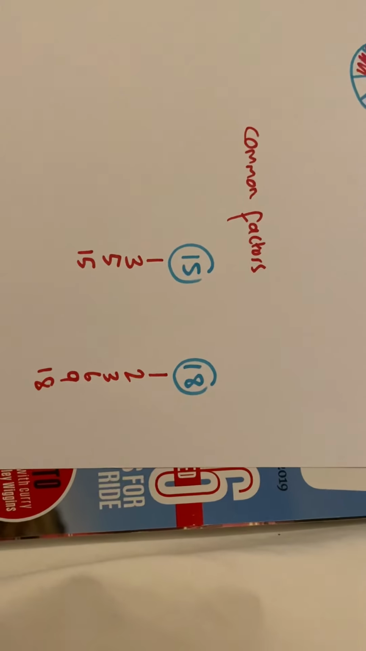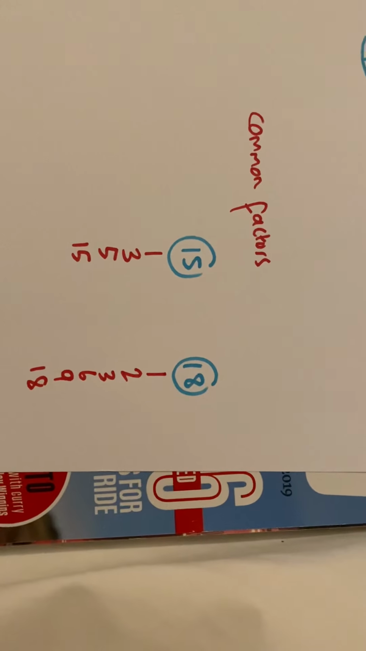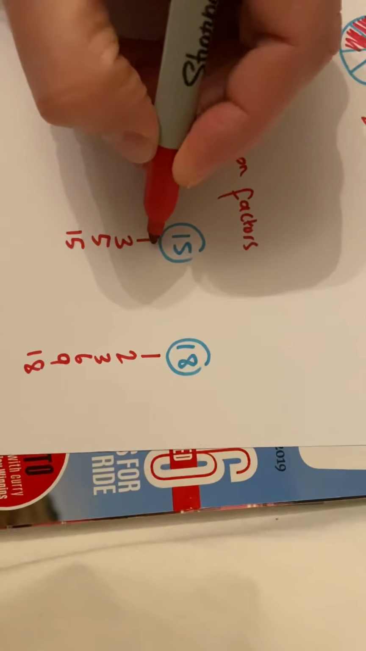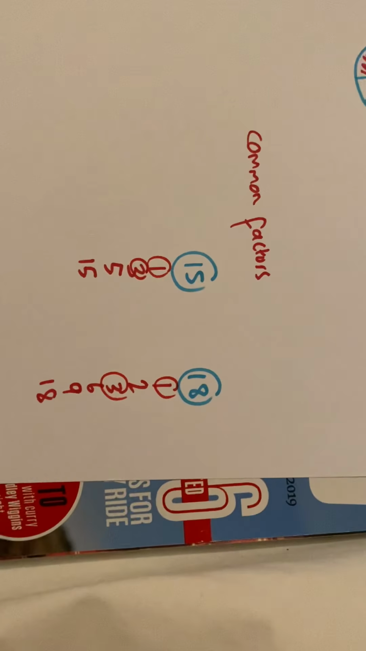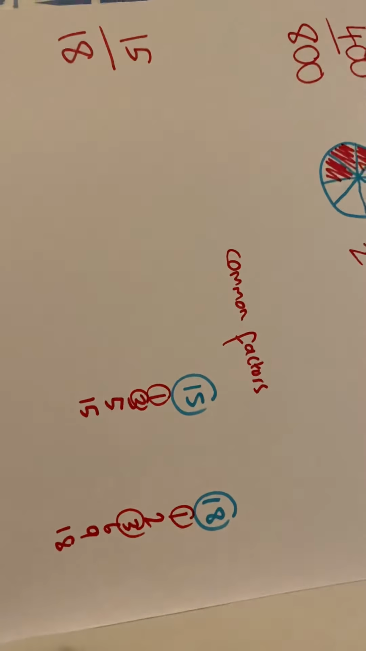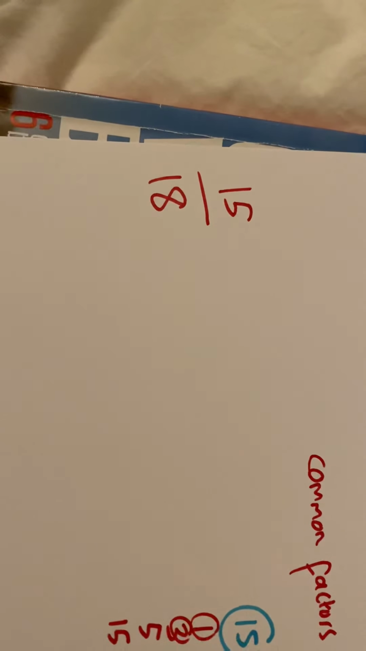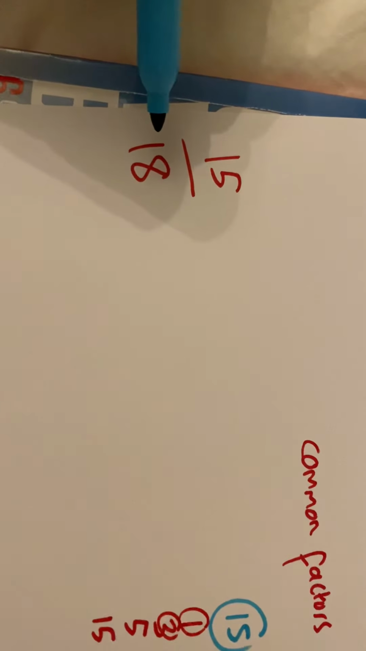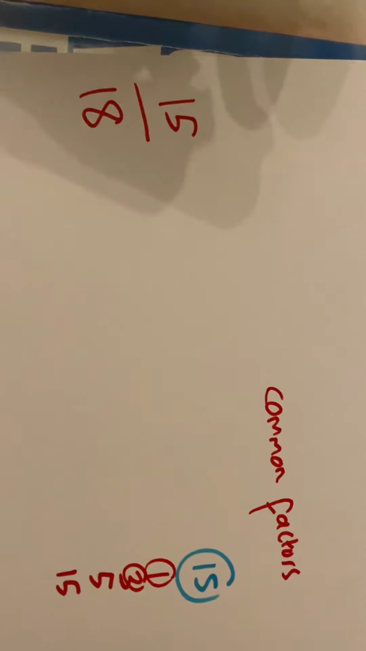But what we're looking for is the highest common factor of them both. And that means the highest or the biggest number that they both have as a factor. So they both have 1 and they both have 3. So clearly our highest common factor is 3. That's going to help us with the question. What we need to do now is divide both the top number, the numerator, and the bottom number, the denominator, by that highest common factor, which is 3, and that will give us our simplest fraction.